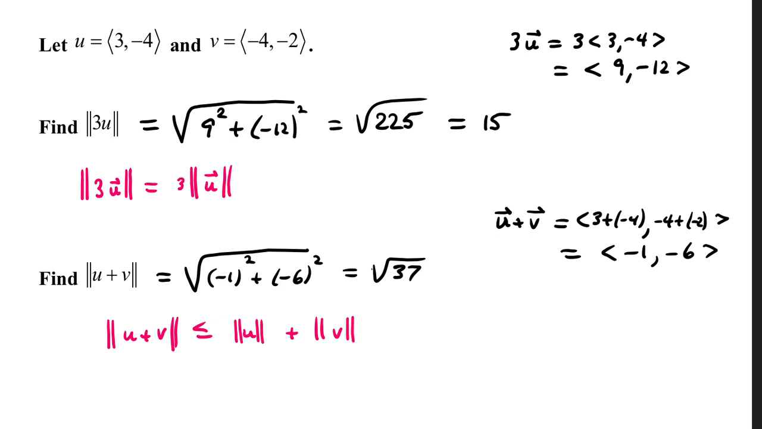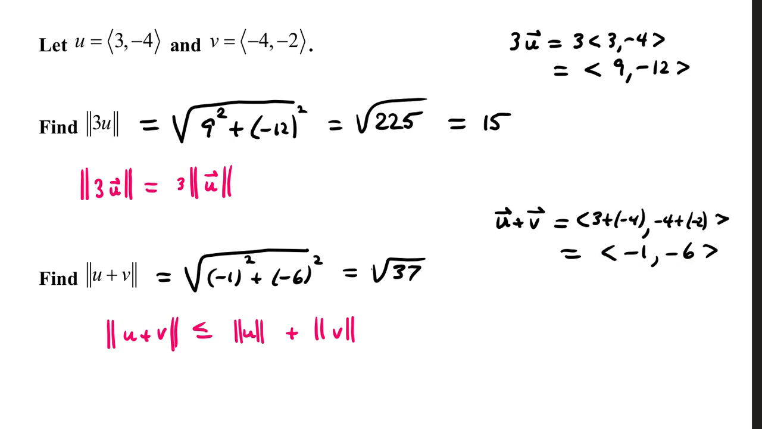Underneath, we have the magnitude of u plus v. Let's calculate u plus v, and then we can find its magnitude. Vector u plus vector v: you're going to add your first entries, 3 plus -4, that's -1. Then add your second entries, -4 plus -2, that's -6.